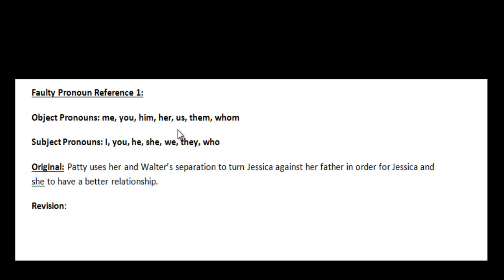In other words, you need to know if the pronoun is doing the work of a subject or whether it's doing the work of an object. And I think once we look at some samples, this will all become a little bit clearer. So let's take a look at an original sample of student writing.